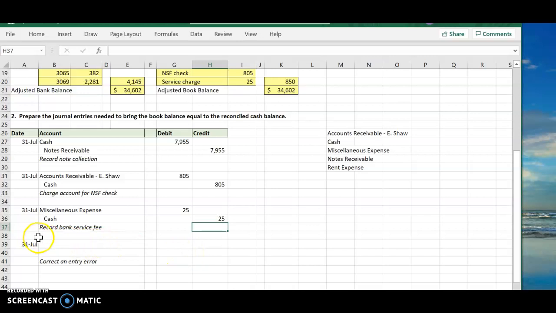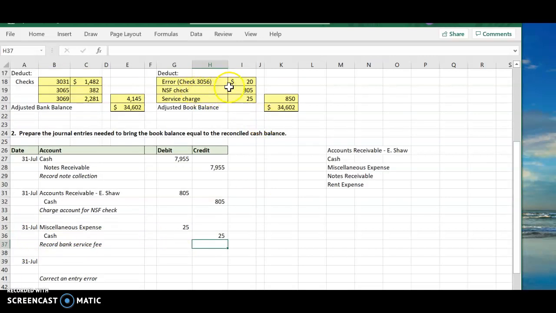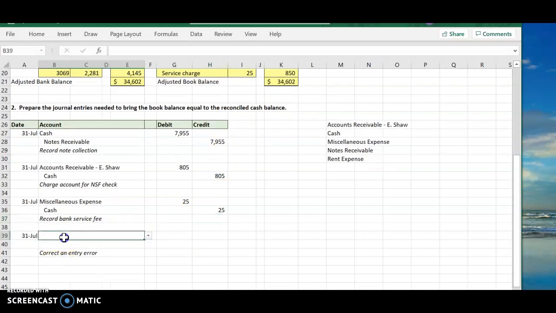And finally, we have that error that we made for the check that we wrote for our rent. So we have to increase the rent expense because we have it wrong by $20, and we will credit cash for the $20. And that's it. You now did a bank reconciliation. That concludes this module. You're now ready to do the homework and take the exam. Good luck.